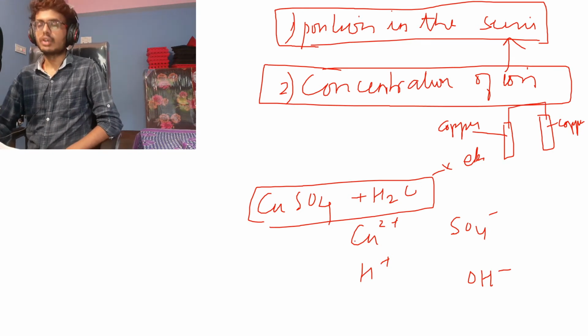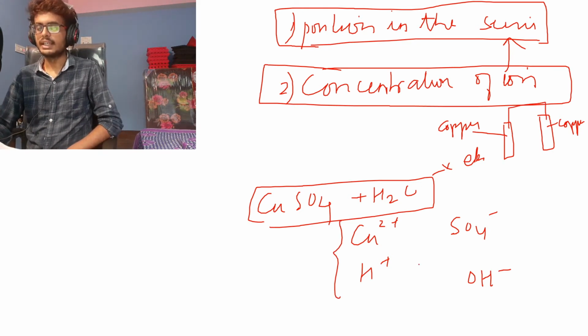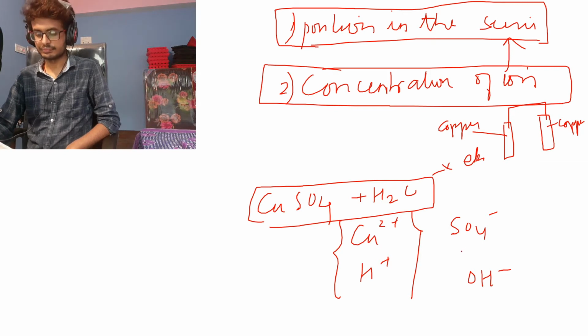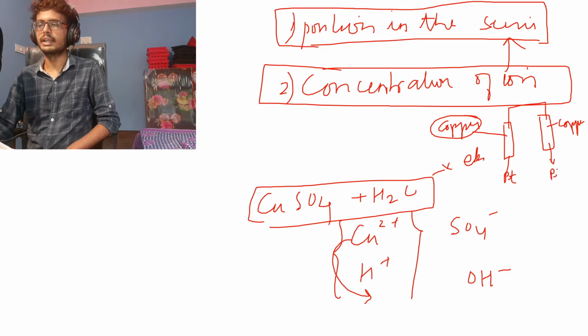Now, according to the electrochemical series, can anyone refer to the table and tell me which one of the two will get discharged, copper or hydrogen? Copper will get discharged. Copper is lower in the series, right? So even if I don't have a copper electrode, even if I have a platinum electrode, which is completely different from copper, platinum and copper being different metals, even then copper will get discharged.